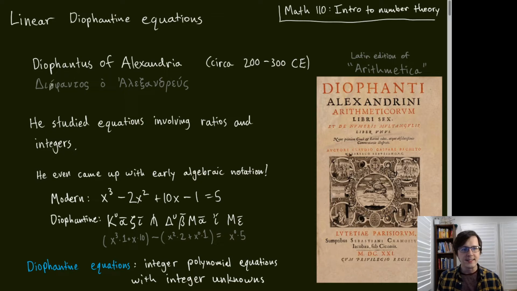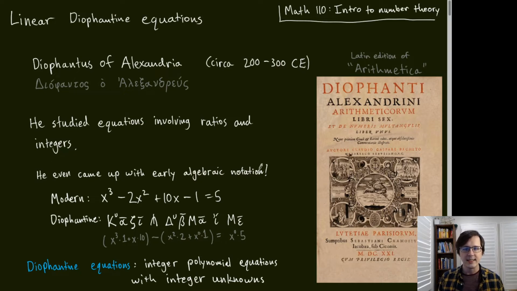Just by the way, butchering the Greek, it would be Diophantos or something like that, but in English we say Diophantus. What he studied were equations involving ratios and integers, so finding solutions to equations that are specifically whole numbers or ratios. The book that he's most famous for is called Arithmetica, and here's the title page of some Latin edition of it.